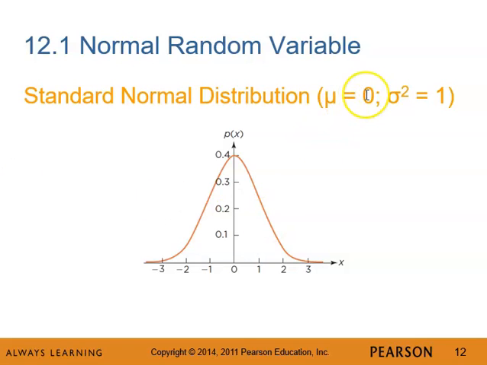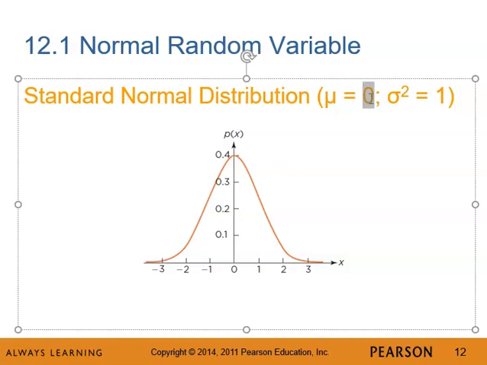So if you transform your average to 0 and your standard deviation to 1, you're actually bringing your curve to a standard normal distribution.